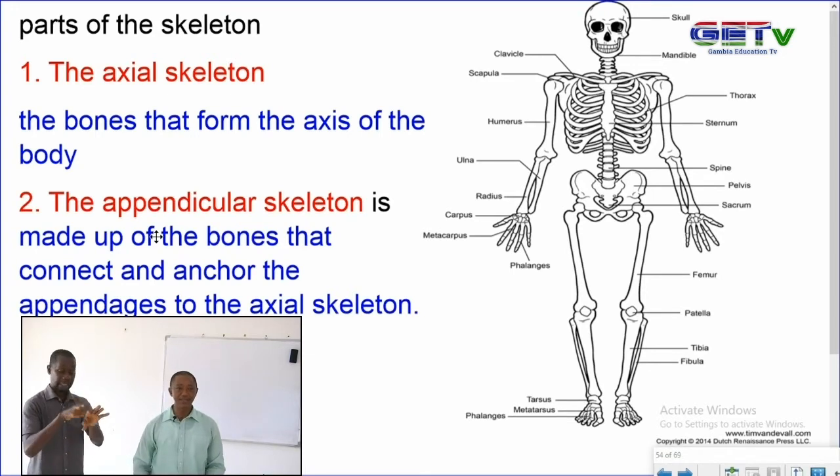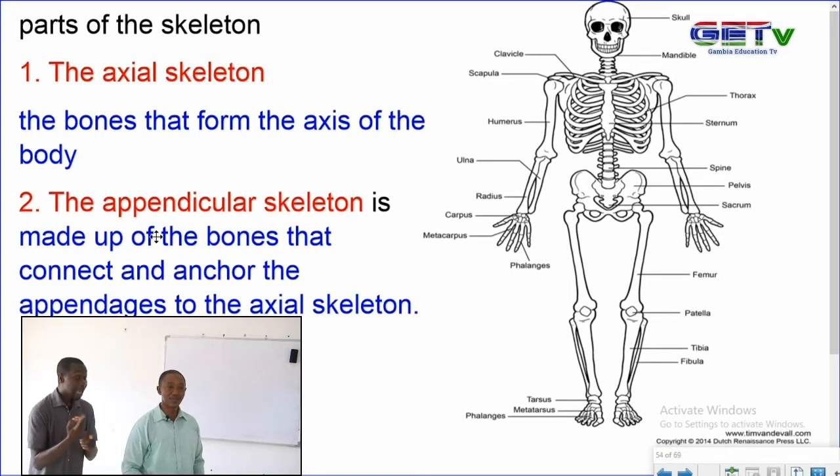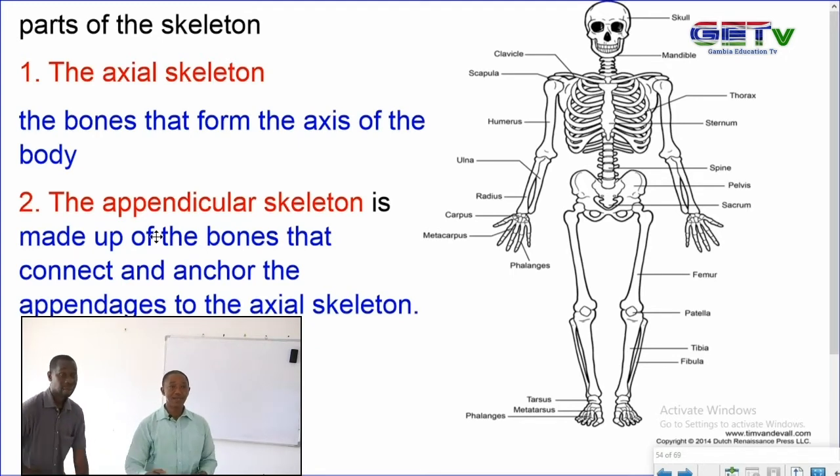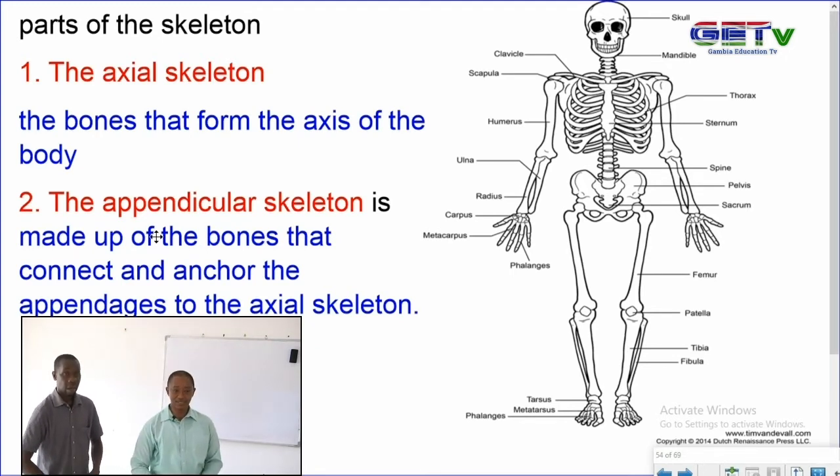The similar pattern is repeated at the bottom. You have the tarsals, that is the bones at the ankle of the foot, and then you have the metatarsals, that's the bones of the sole of the foot, and then the phalanges, that is the digits, the toes of the feet.